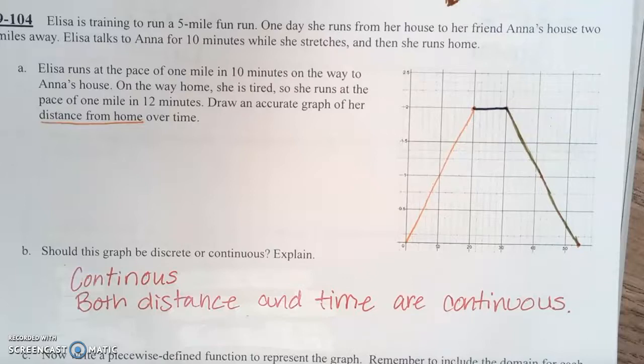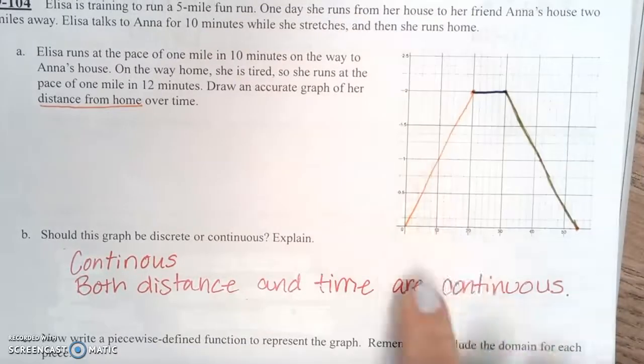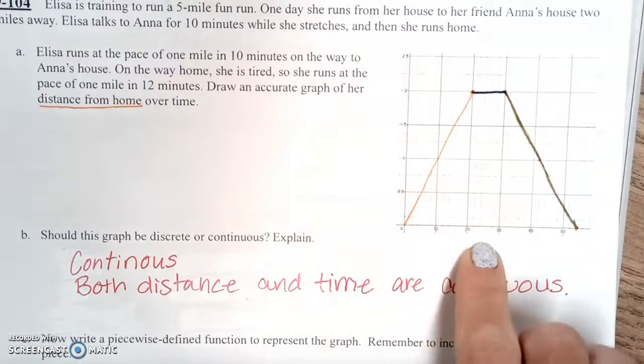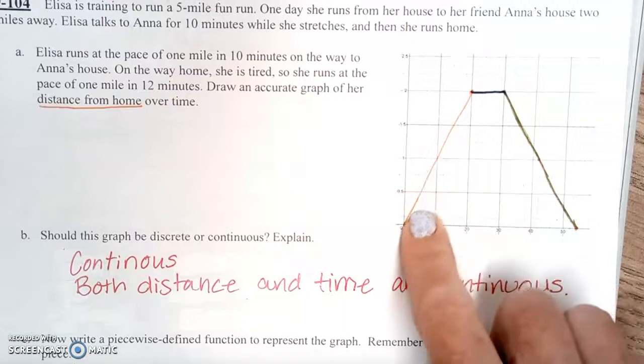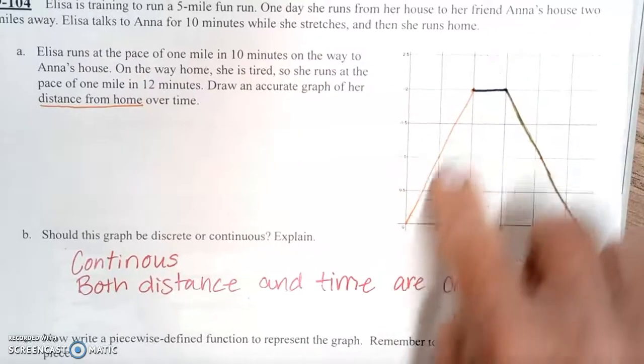Okay? So, it takes her 10 minutes per mile, but she runs for 2 miles to her friend's house. So if 1 mile takes 10 minutes, 2 miles is going to take 20 minutes. So at 20 minutes, she's going to be 2 miles. So that is the first part of our piecewise that's in orange.